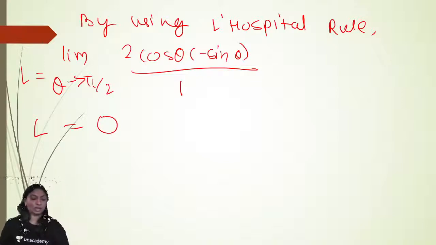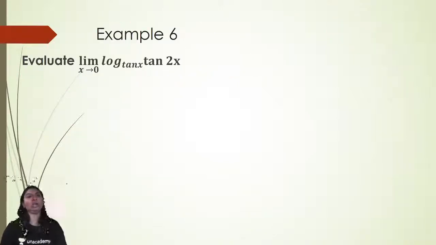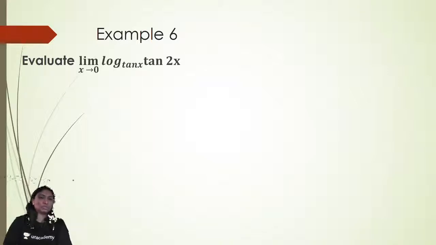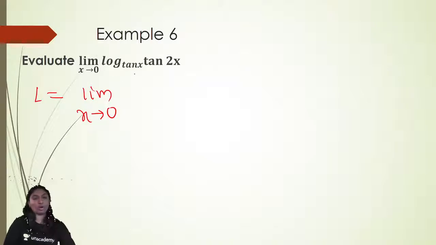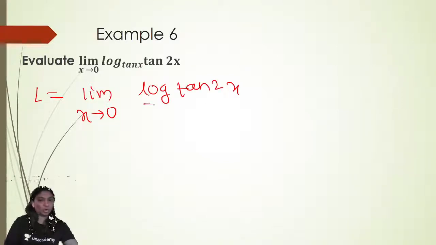I hope you are getting clearly how to find the limiting value of the given function when the function is in indeterminate form. Okay, now let's see the next example. Evaluate limit as x tends to 0, log to the base tan x of tan 2x. What we will do is first of all convert this function into this form. So L is equal to limit as x tends to 0, log of tan 2x to the base tan x, which we can convert into log of tan 2x upon log tan x.